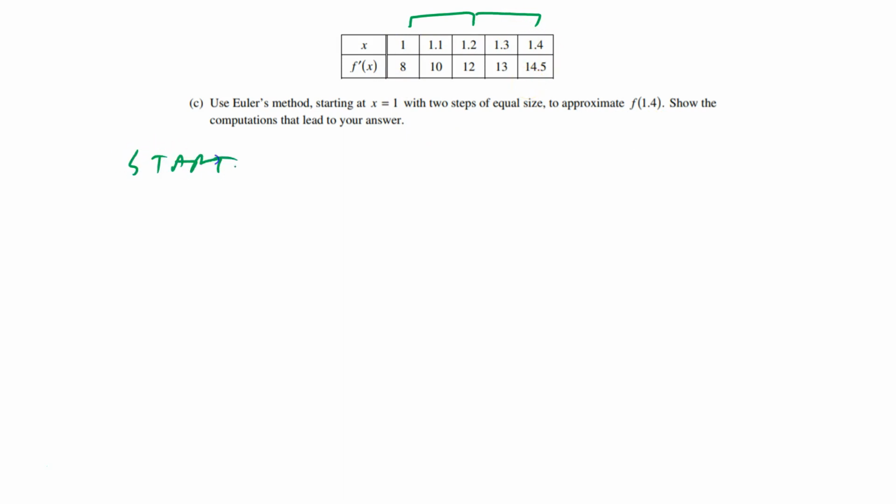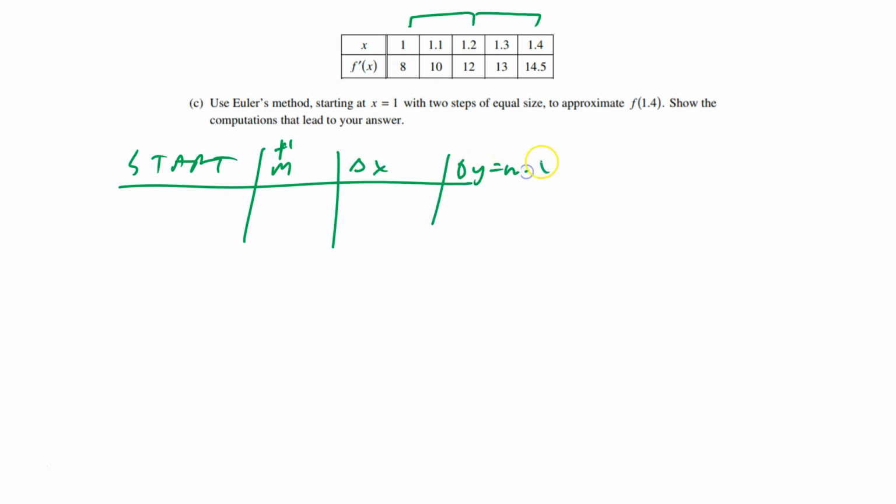So we have our start. We have our slope, which is just going to be f prime. And then we have our delta x and our delta y, which is m times delta x. And then we'll have our new point. So we start at (1, 15), right? They told us (1, 15) is on the curve. So our slope at (1, 15) is 8.